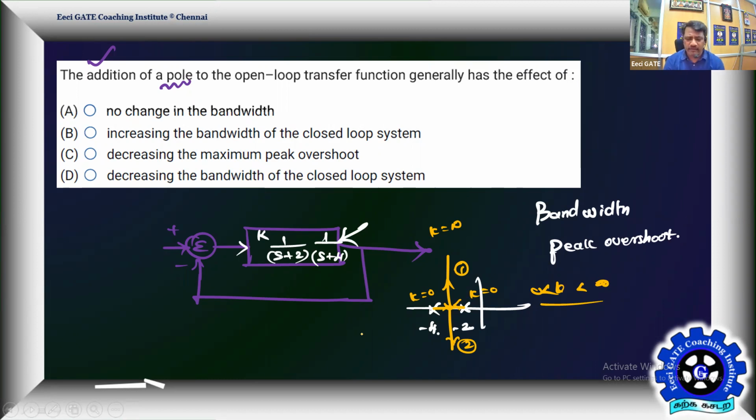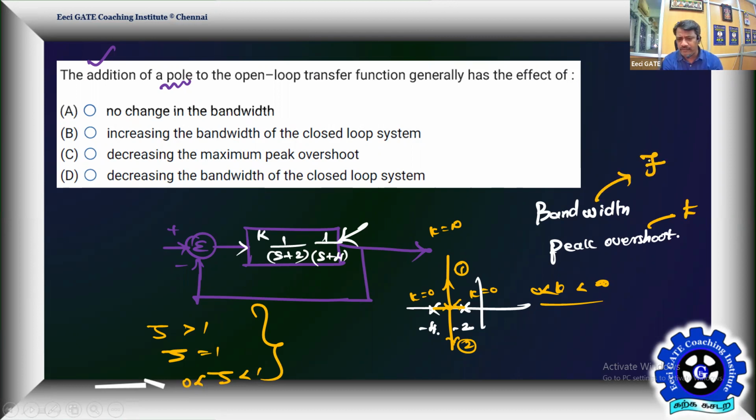Correspondingly, we're going to have a performance. Depending on the K, your system may be overdamped. Zeta greater than 1, overdamped. I'm using zeta for the damping factor. Zeta equal to 1, it's critically damped. Zeta between 1 and 0, it's underdamped. Accordingly, it is going to have the performance. So he's talking about two performances. Peak overshoot is nothing but time domain performance. Bandwidth is nothing but frequency domain performance.